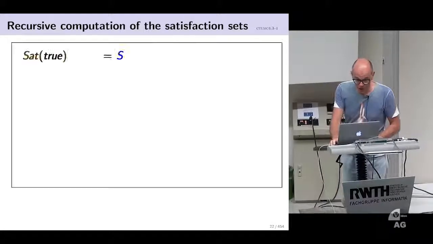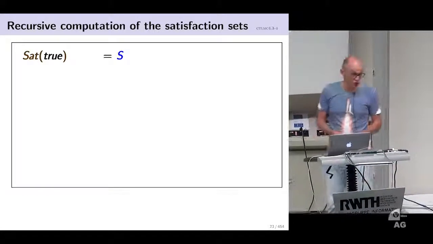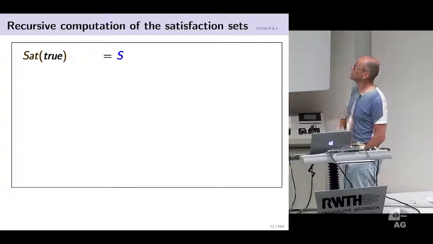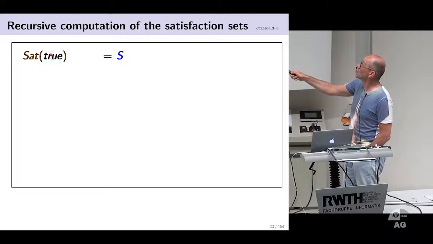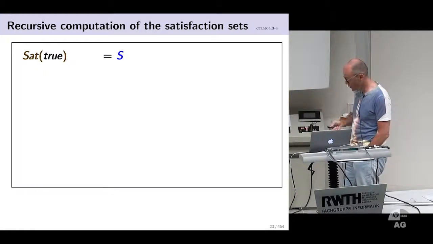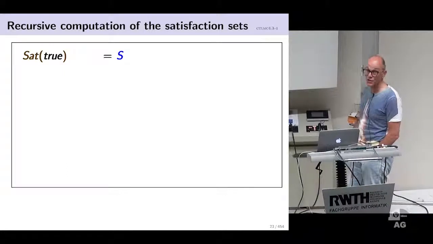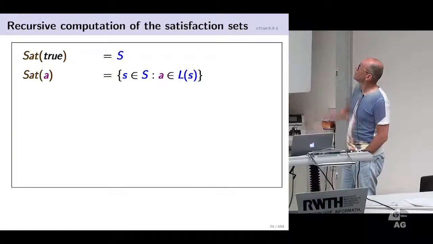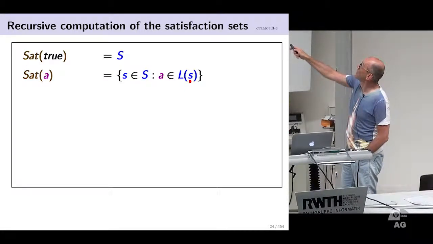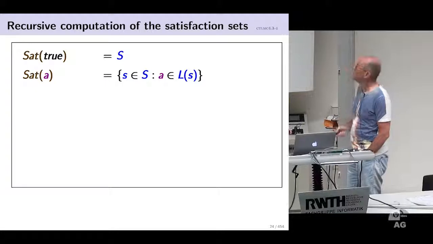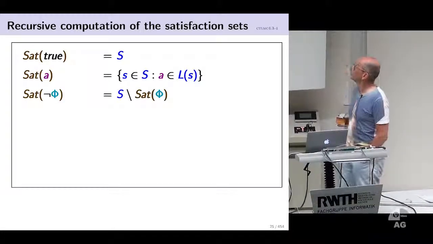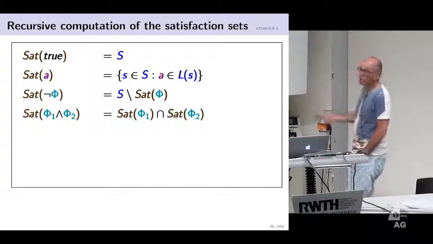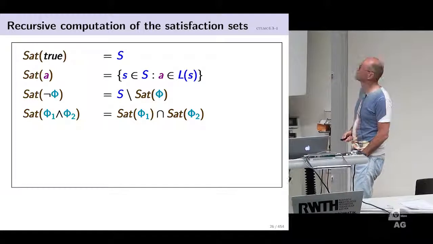So how are we going to recursively compute this? Well, this is just by induction over the structure of the formulas. So we're going to look at the state formulas, and we start with the most simple one, which is just true, and the set of states satisfying true is the entire set of states of my transition system. What is the set of states satisfying A? Those are all states in my transition system that are labeled with A. What are all states satisfying not phi? This is the complement of all states satisfying phi. Conjunction is just intersection of the two sets.